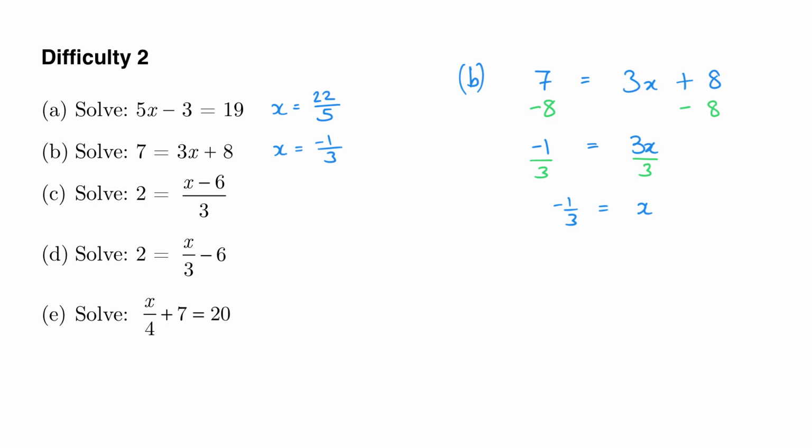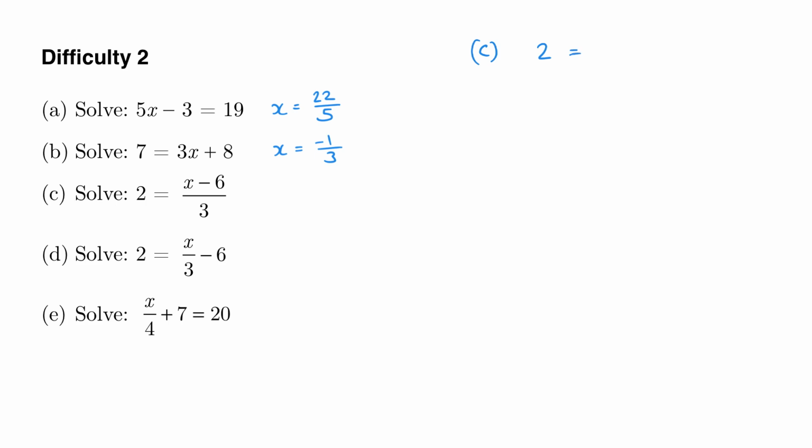Let's move on to part C. This time we're saying that 2 equals x minus 6 over 3. Now, in general, if you've got a denominator in a fraction in an equation, you might find those really annoying, but fortunately there's an easy way to get rid of them. Remember what this means. This means divided by. So we've got x minus 6 divided by 3. The inverse of dividing by 3 is multiplying by 3. So if I multiply this by 3, I'm going to get rid of that denominator.